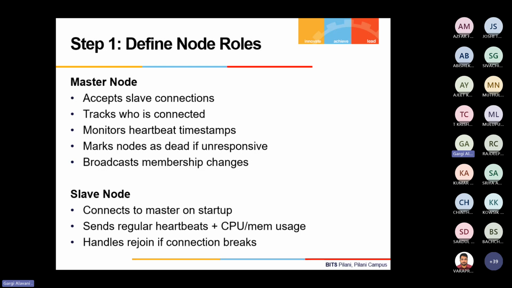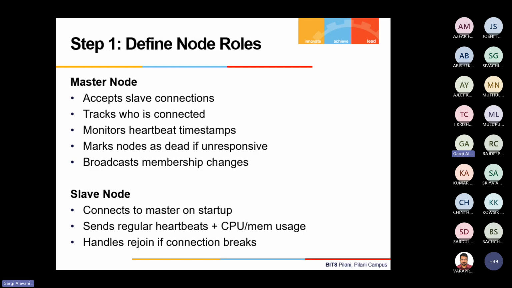So that's fine. Here, in step one, you have to define the two nodes. The master node will accept slave connections. It will check who is connected and also monitor the heartbeats of the slaves. If a slave is not responsive, it will mark that node as dead. Then it can also have the functionality of broadcasting membership changes if needed.